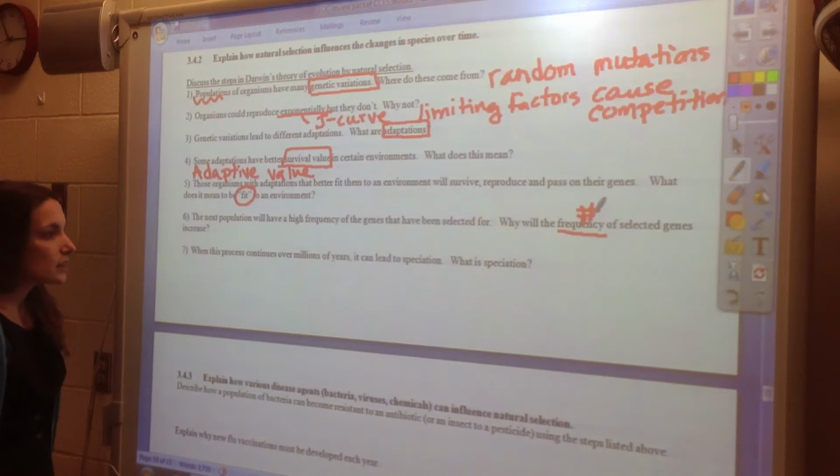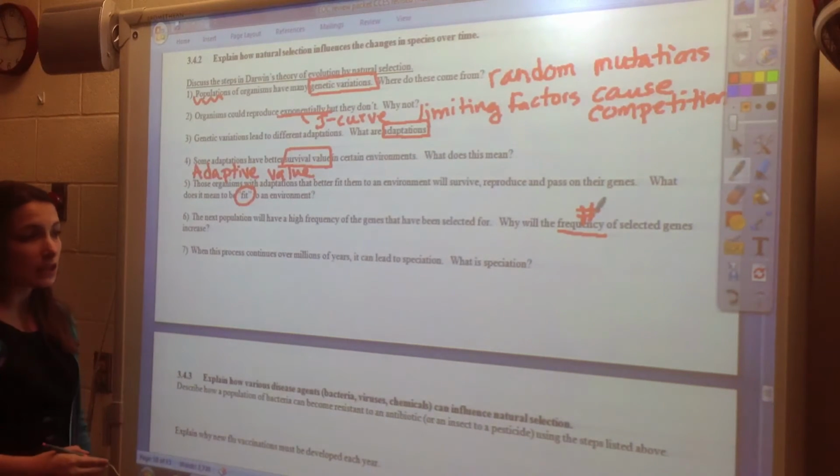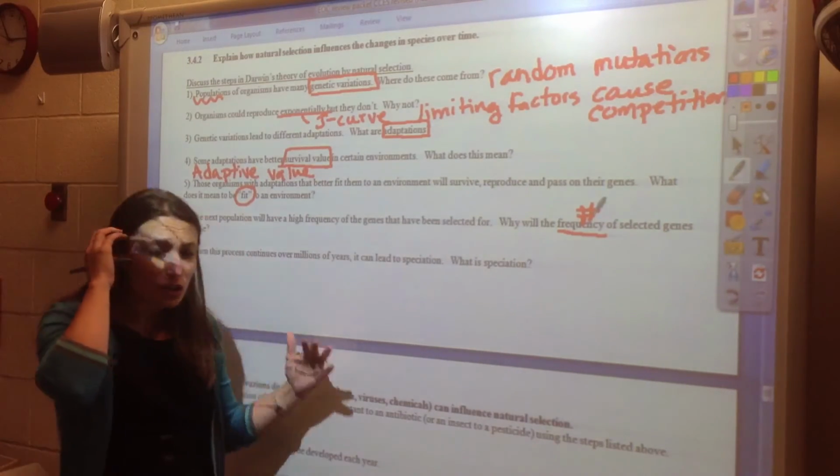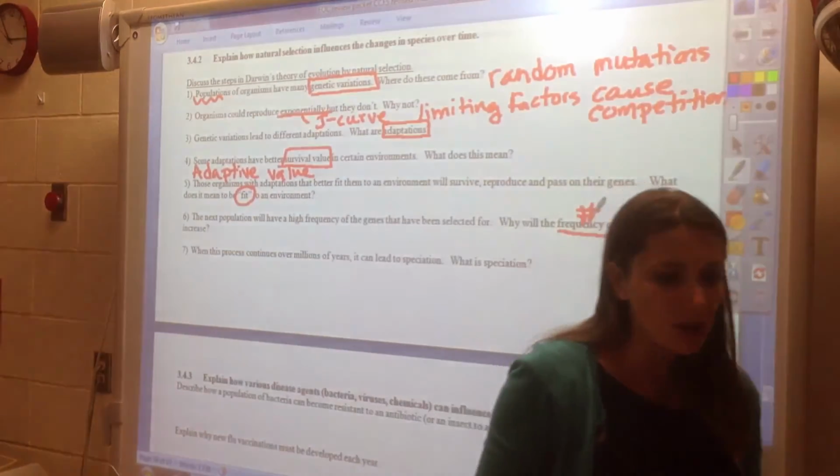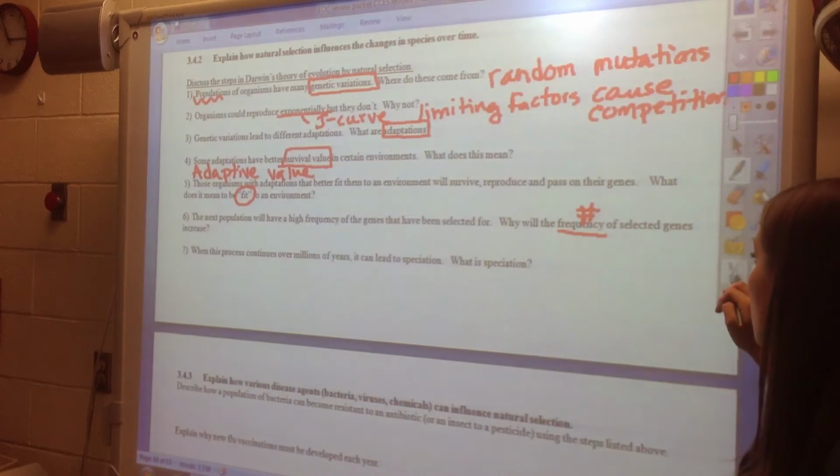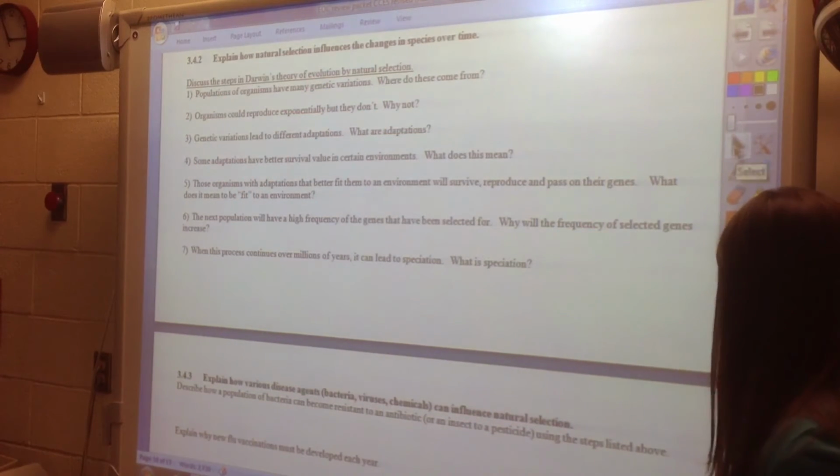When this process continues over millions of years, it can lead to speciation. What is speciation? So again, you're going back to your notes and you're purposely trying to read back through those notes and look at some of the answers to those questions.